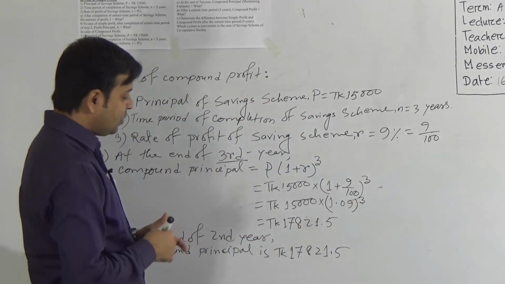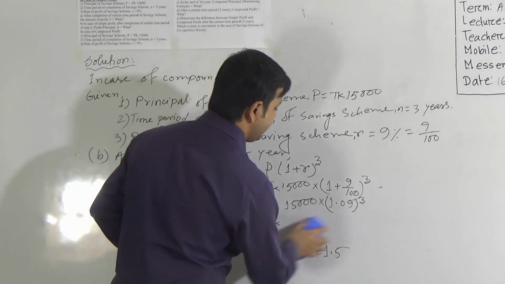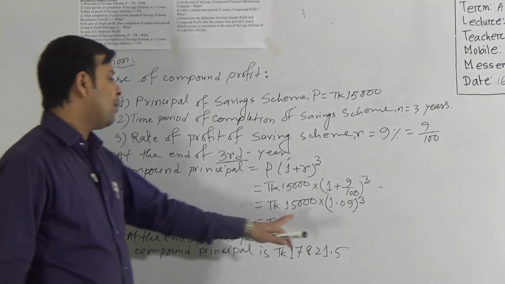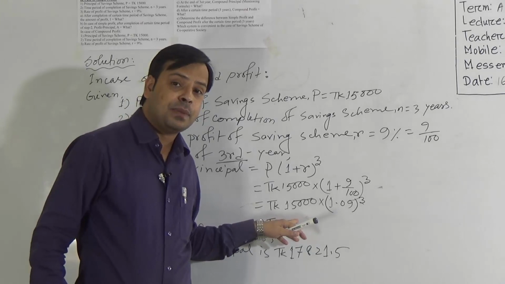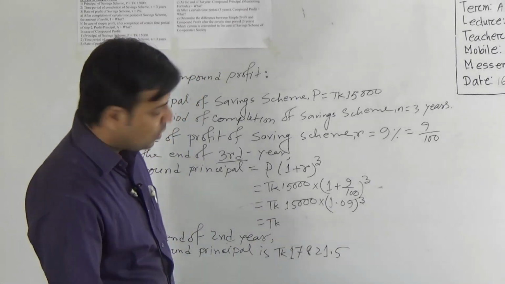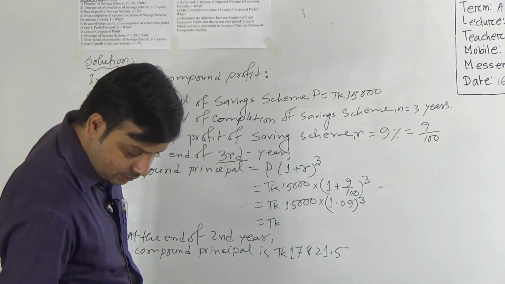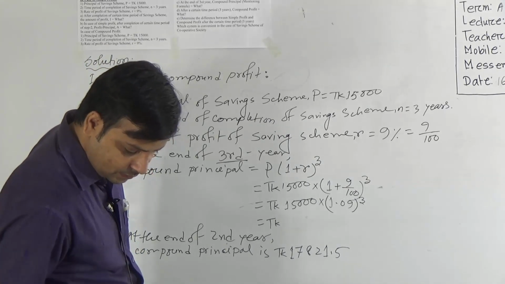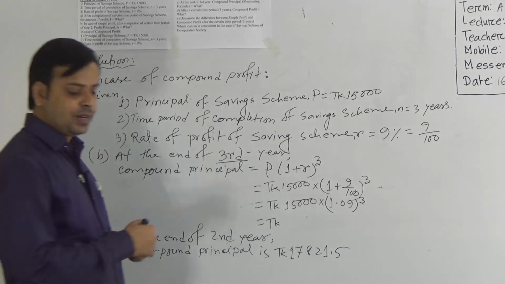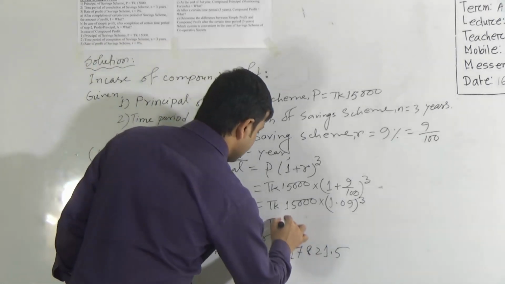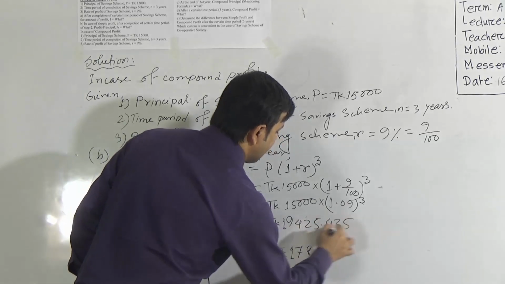So what will be the answer now? If we calculate, we have to multiply 1.09 three times, then multiply that by 15,000. If we multiply, what will we get? We will get 19,425.435.